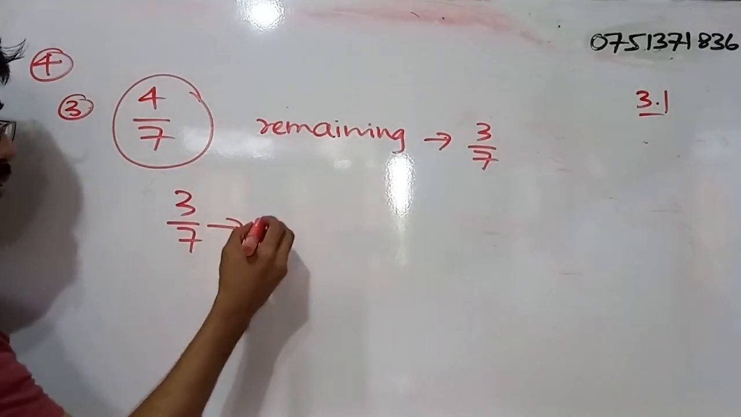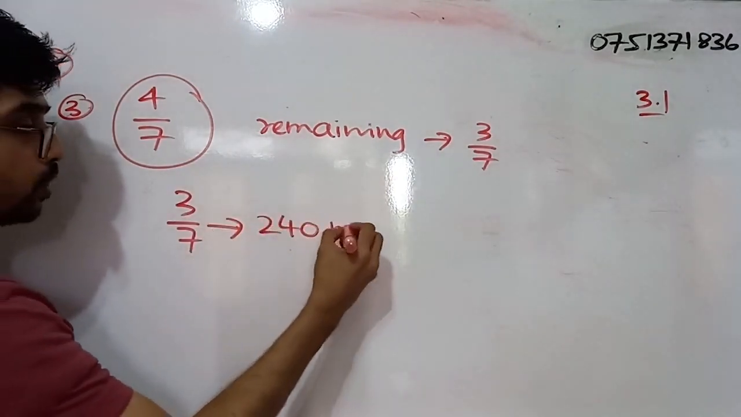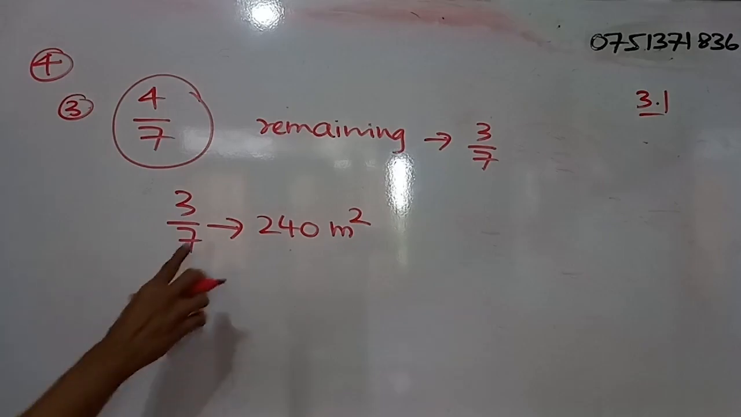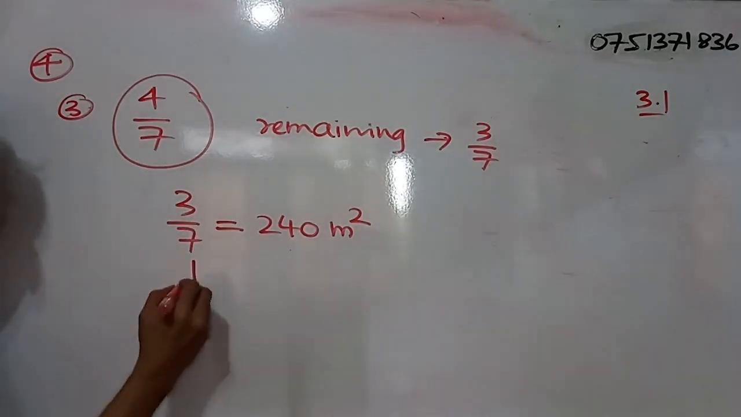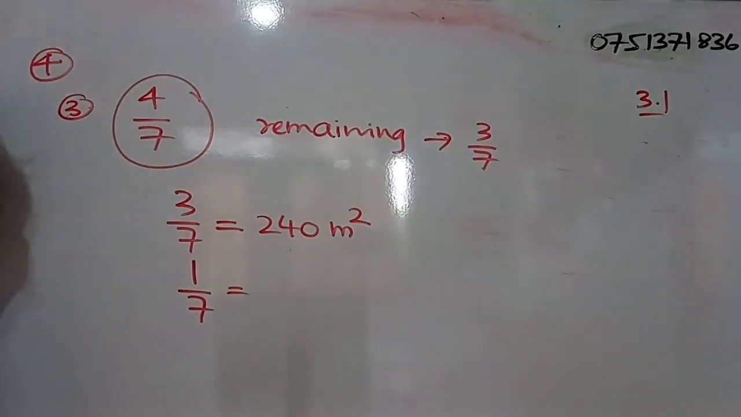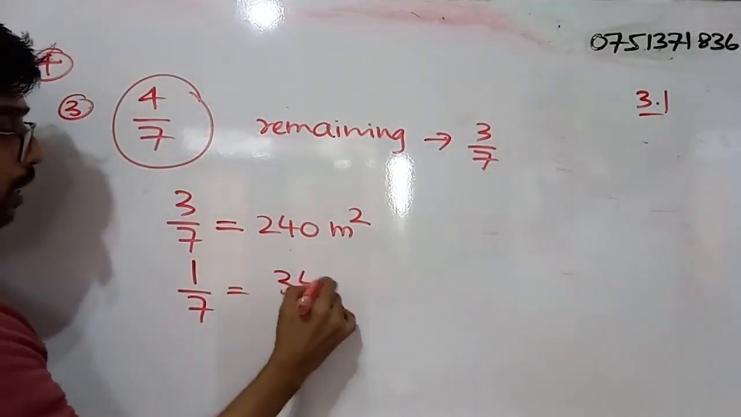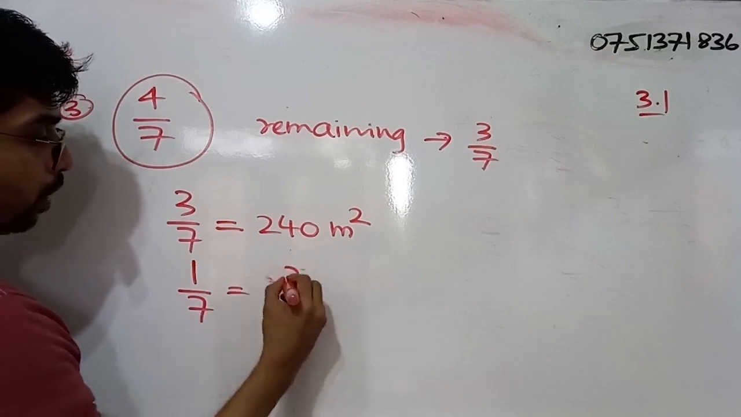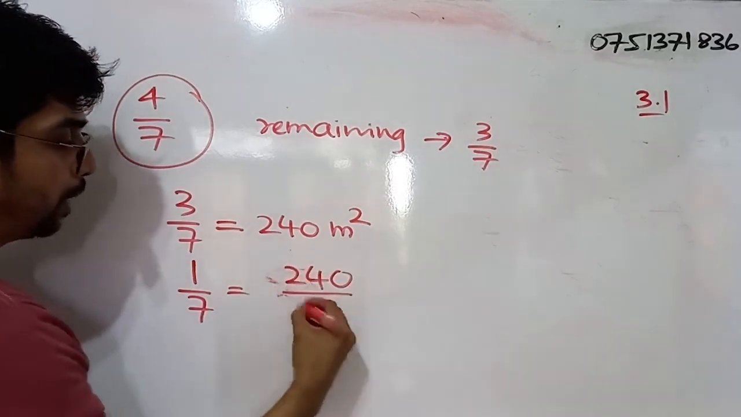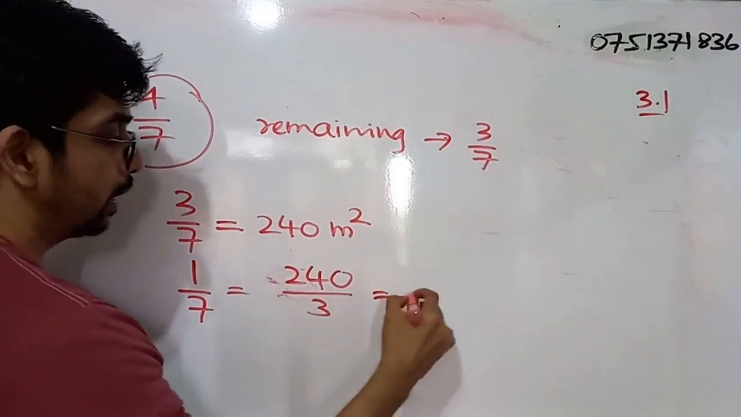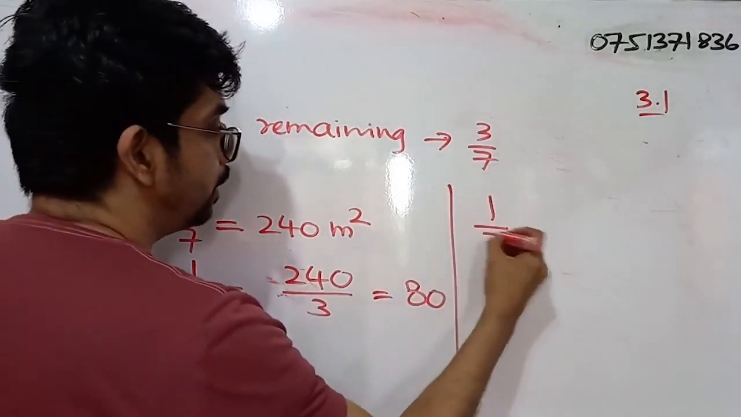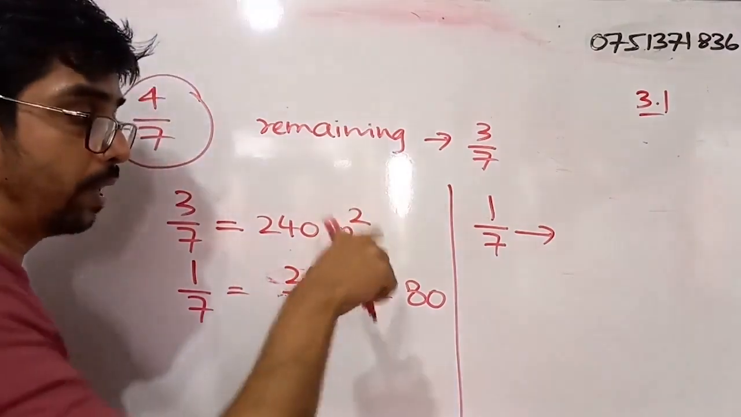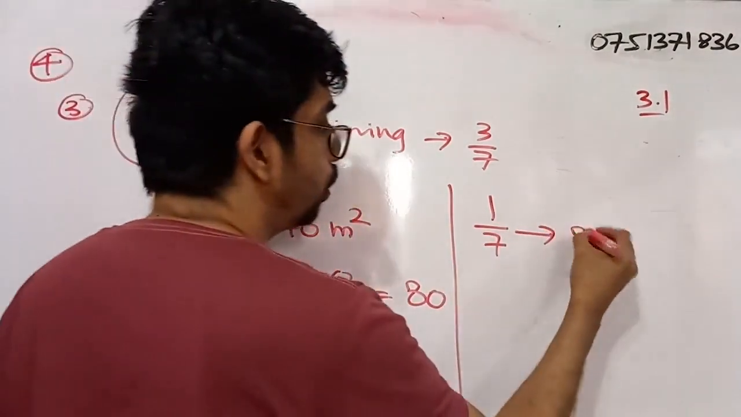So actually, this is equal to 240 square meters. Right? This is equal to 240 square meters. So what is 1/7 equal to? How do we find it? We have to divide 240 by 3. So we get what? 80. So that means 1/7 of the land is equal to what?